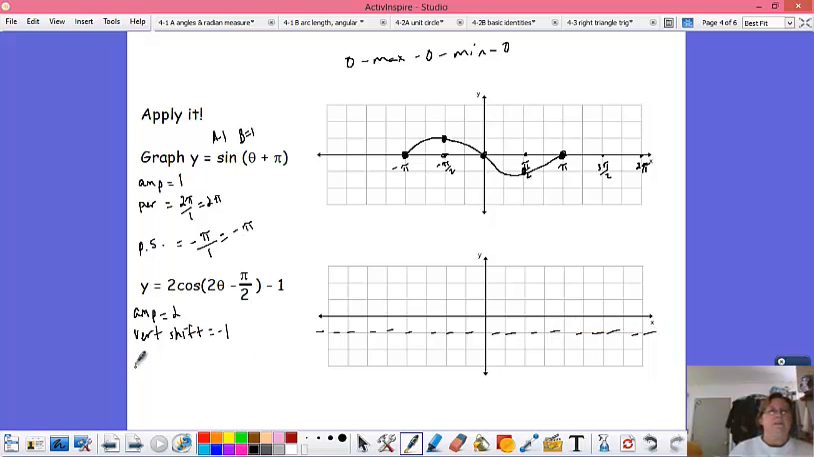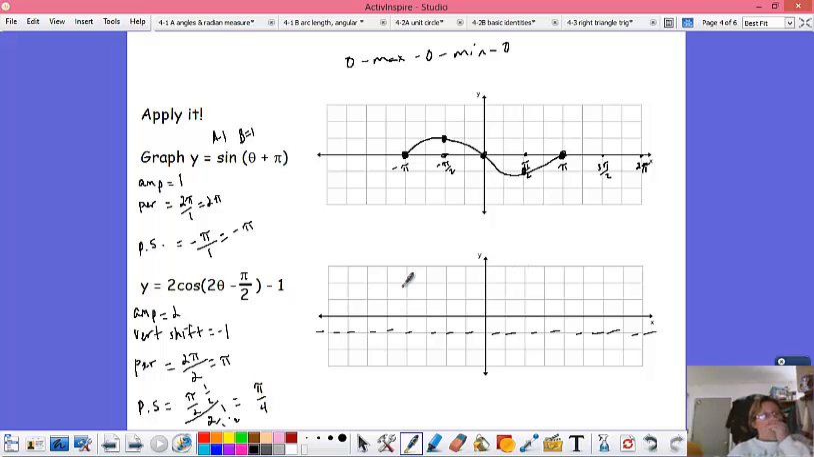Okay? The period on this one will be 2 pi divided by b, which is 2. So the period is pi radians. And the phase shift in this one is going to be pi halves divided by b, which is 2. Dividing by 2 over 1 is like multiplying by 1 over 2. That means we are moving pi fourths to the right.